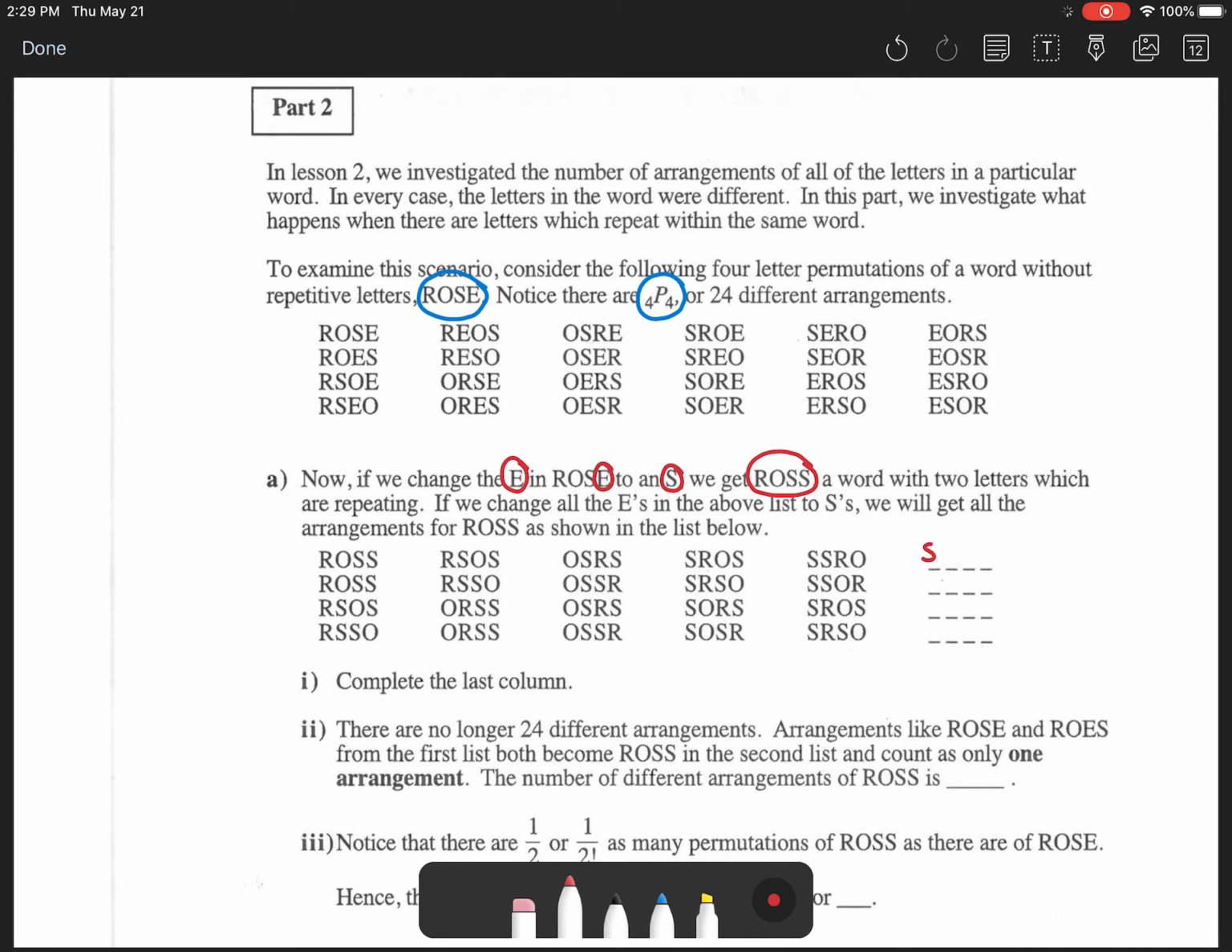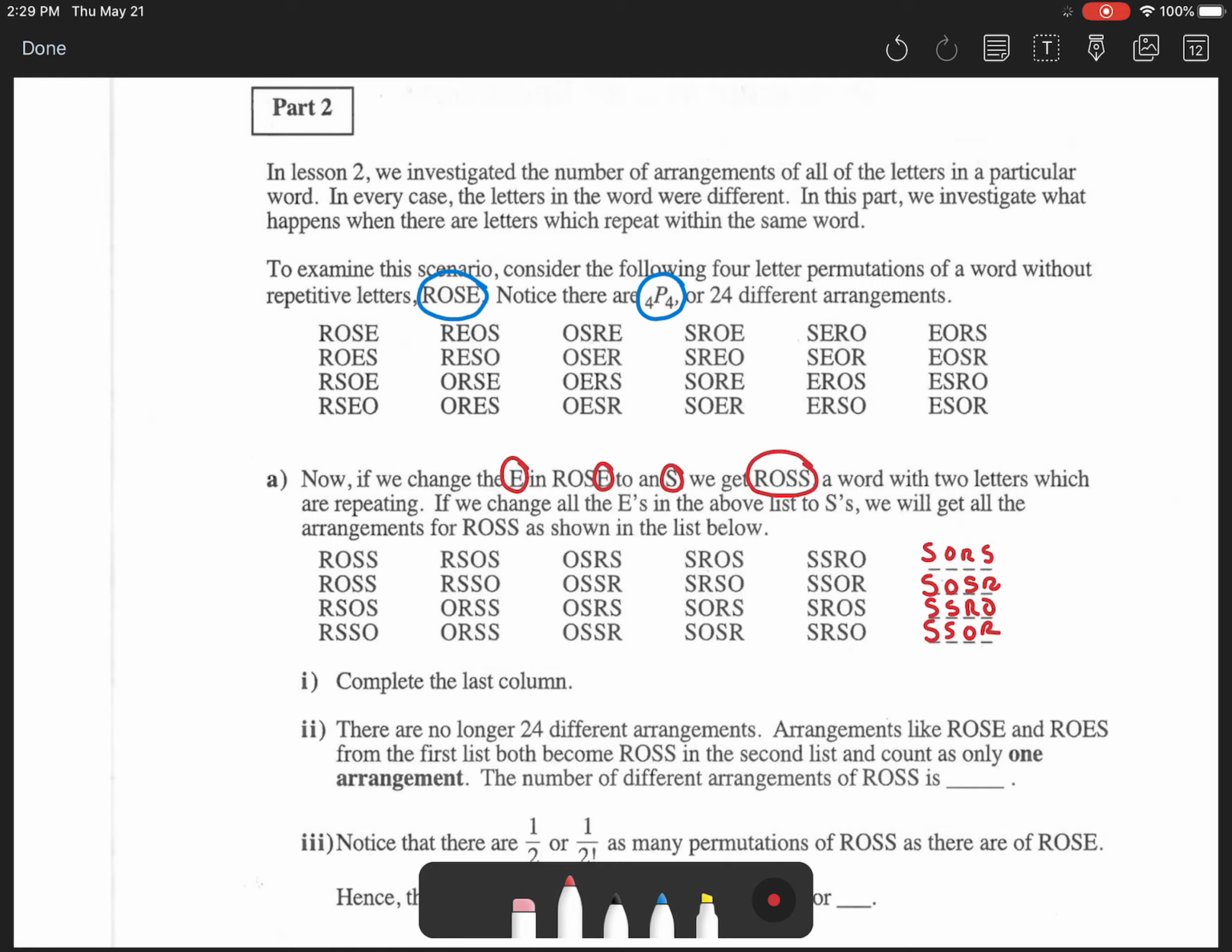So what you would have in the last column here is an S, an O, an R, and an S. Then you would have an S, O, S, R. And again, these don't have to be in the exact order. S, S, R, O. And then finally S, S, O, R. So there you go. Now, when you take a look at that, it says complete the last column, which I've done.